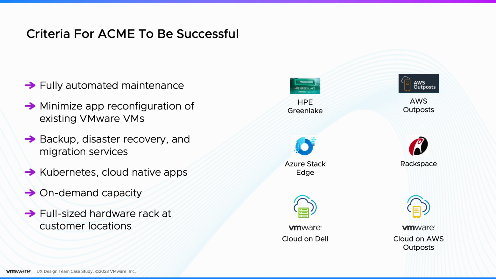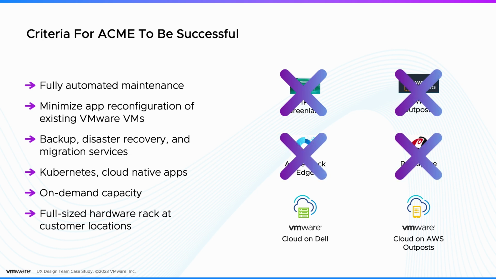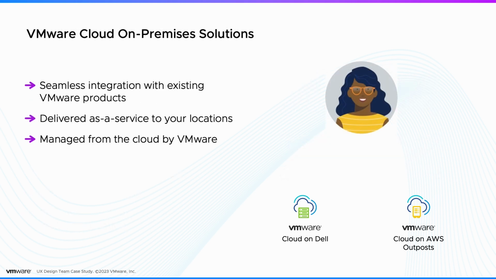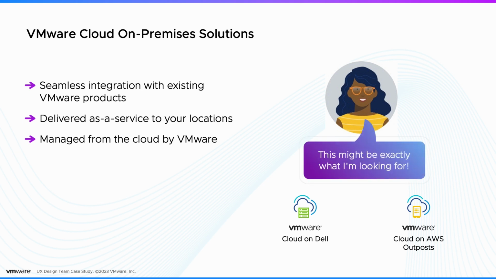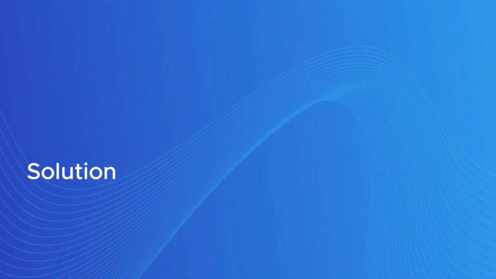The two most important features are fully automated maintenance and minimizing the app reconfiguration of existing VMware VMs. She narrows down the potential solutions to VMware Cloud on Dell and VMware Cloud on AWS Outposts. These solutions provide seamless integration with their existing VMware products, in addition to being delivered to their locations and managed from the cloud by VMware. Samantha is ready to try out the solution.